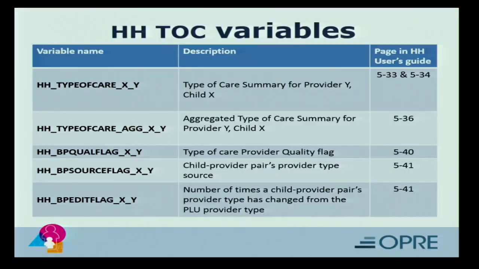So in the household data file, you'll find 5 central variables on household type of care. One is the type of care summary for the provider, and it's associated at the provider-child level. So this table in the slides lists out each of those variables, provides a brief description, but also gives you the page number in the household users guide where you can find those variables. So as I said, the first variable is the overall type of care variable. This is the final and best type of care we believe for this child-provider pair.